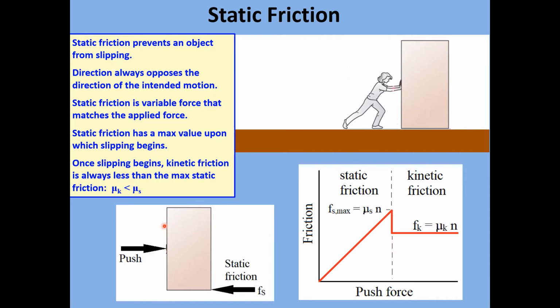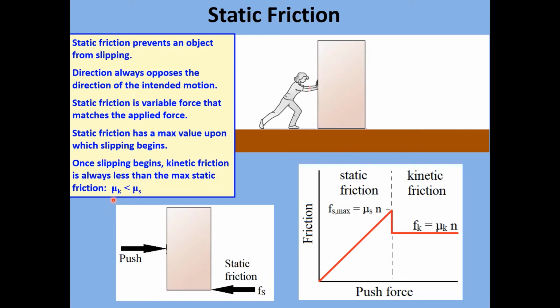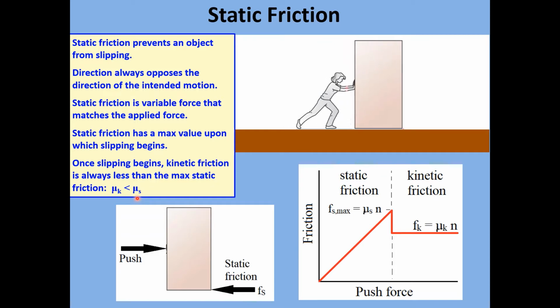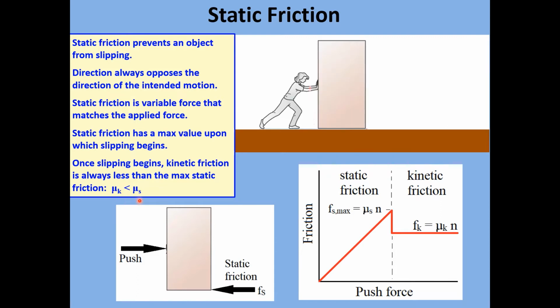So this shows up in the coefficients of friction. Mu sub k, the kinetic coefficient of friction, is always less than mu sub s. And you can see that by looking back at that table that we showed earlier. The mu k values are always lower than the mu s values.